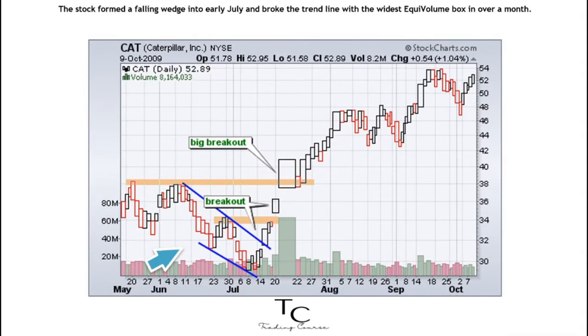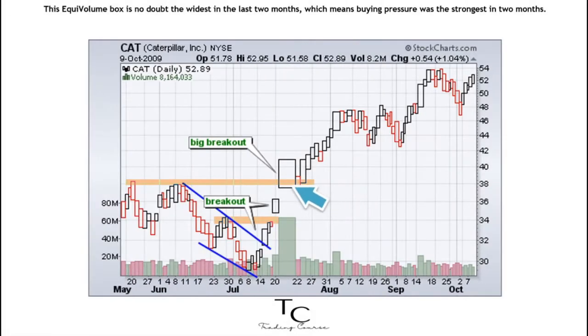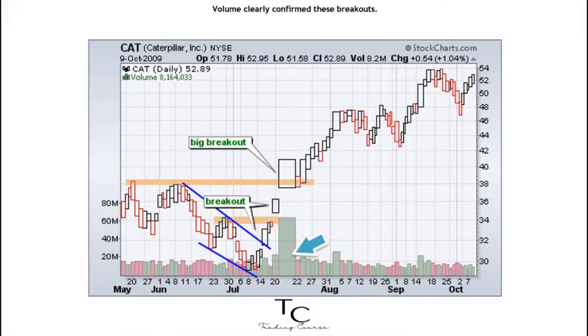The stock formed a falling wedge into early July and broke the trend line with the widest EquiVolume box in over a month. A break above the late June high was followed by a gap and another wide candlestick. Buying pressure was slowing, picking up steam. The final, and biggest breakout, occurred with another gap and move above 38. This EquiVolume box is no doubt the widest in the last 2 months, which means buying pressure was the strongest in 2 months. Volume clearly confirmed these breakouts.